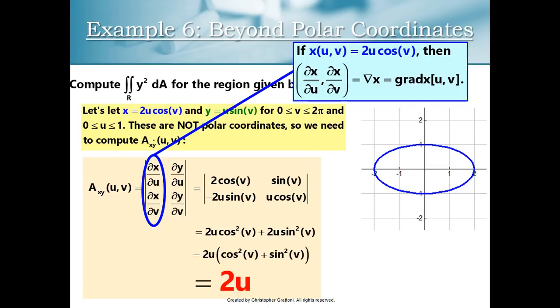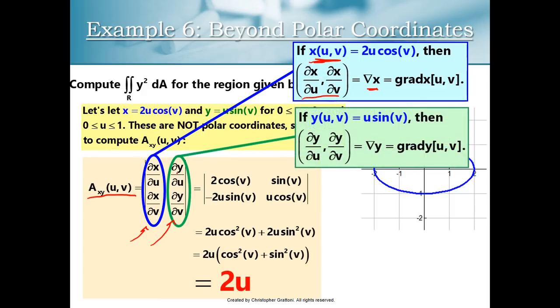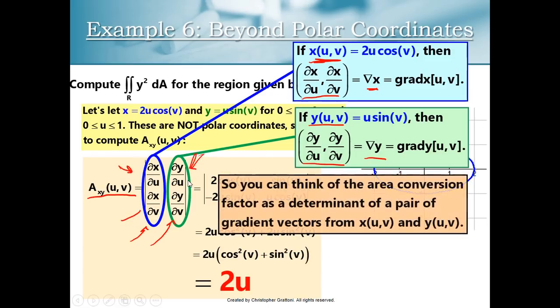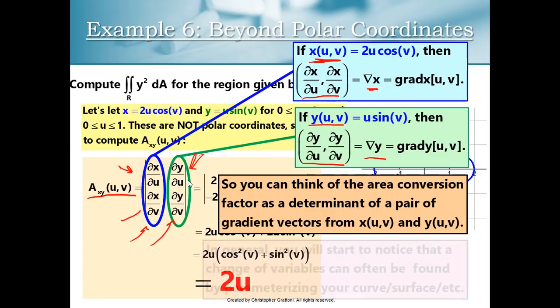One trick that you might notice is this area conversion factor. The two columns in that 2 by 2 matrix are actually gradient vectors. We have dx du and dx dv, which is the gradient of x of uv. Likewise, the second column looks a lot like the gradient of y of uv, dy du and dy dv. So you could always think of an area conversion factor as columns of gradient vectors. That's one way to remember the formula if you ever get stuck. I think you'll see it pop up in the lit sheet, but you can think of the area conversion factor as a determinant of a pair of gradient vectors, one that comes from x of uv, the other one that comes from y of uv.